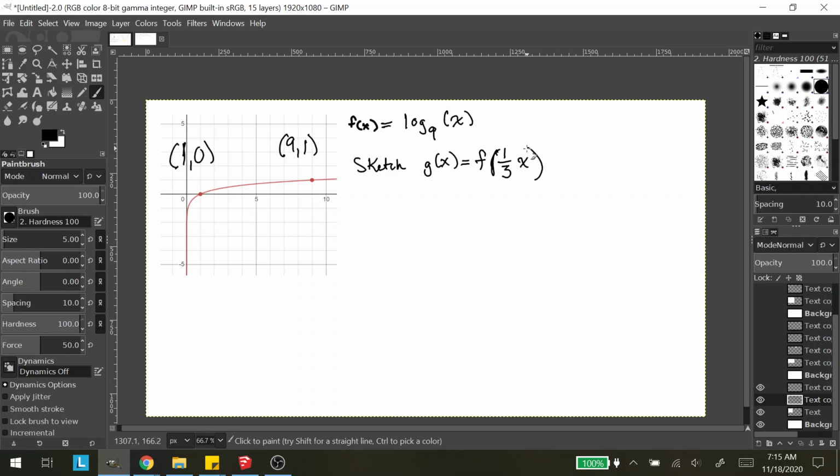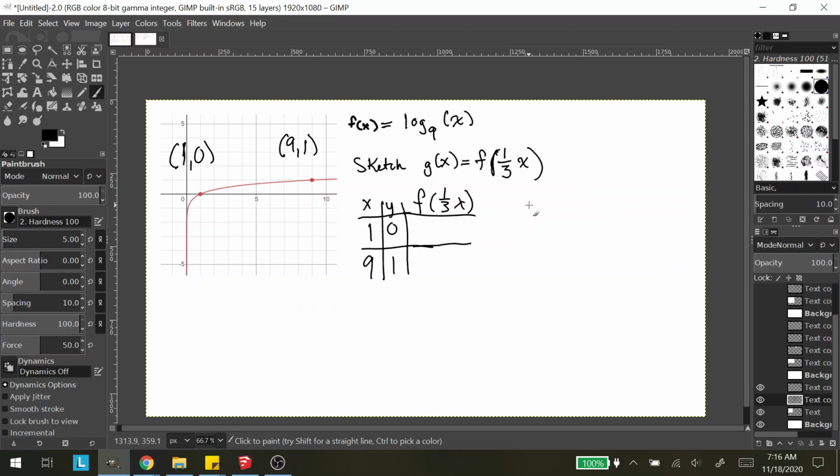Now this, they're asking us to sketch, but on yours you're going to have multiple choice, so it's pretty simple. But let's take these and let's think about it. So we're looking at x, y, and then f of 1/3 x. So we're going to have to think about what this means. So we got 1, 0, and we've got 9, 1. So let's take a look at what this means.